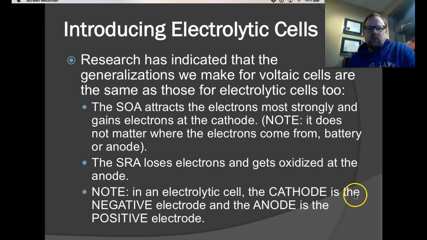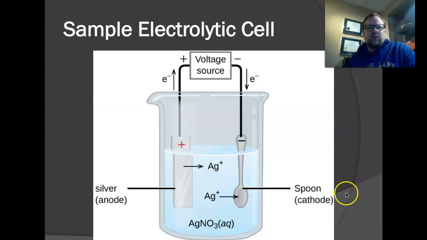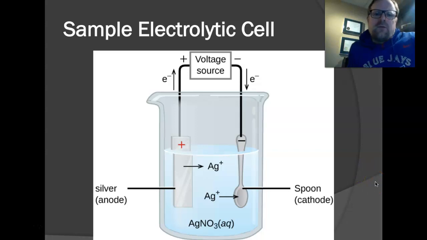So, I gotta click to the next one here. So what I've got here is just a quick diagram of what an electrolytic cell might look like. And I chose this diagram because it also gives us a practical application to what's going on in these electrolytic cells. So notice first off that this is just a beaker, not two beakers like we had in voltaic cells.